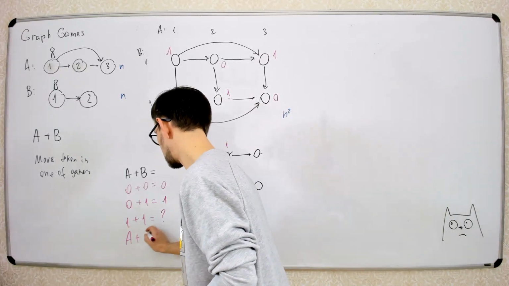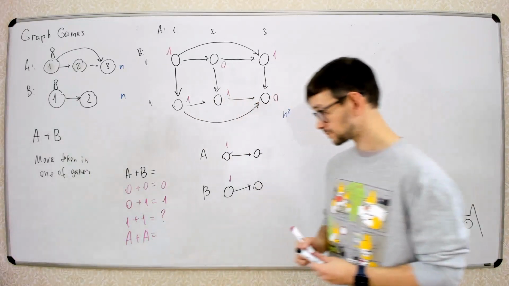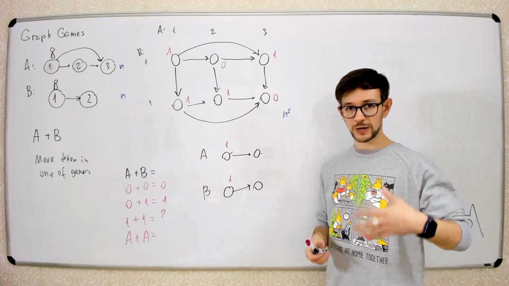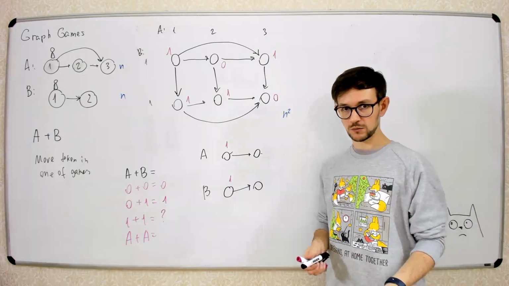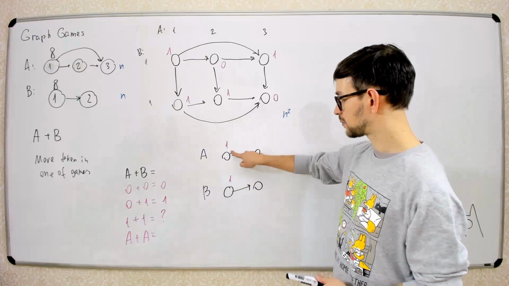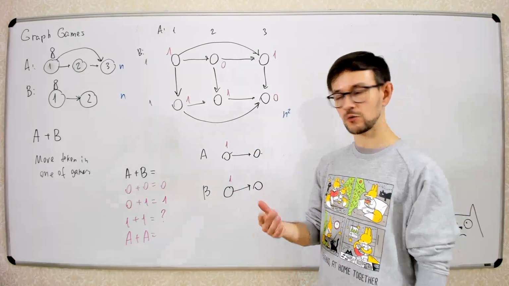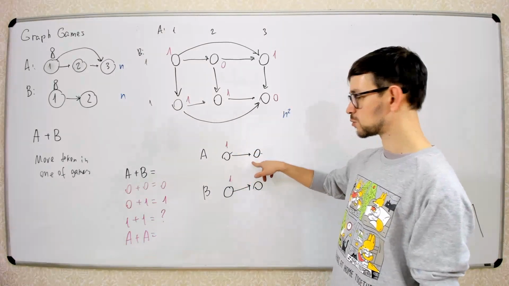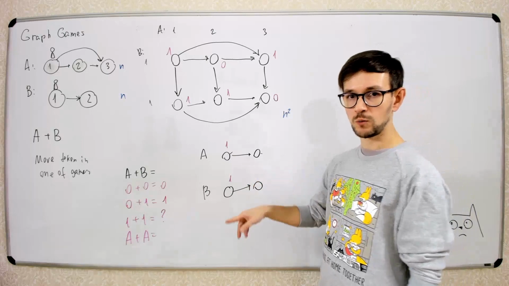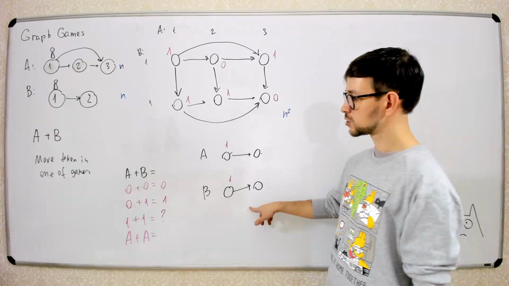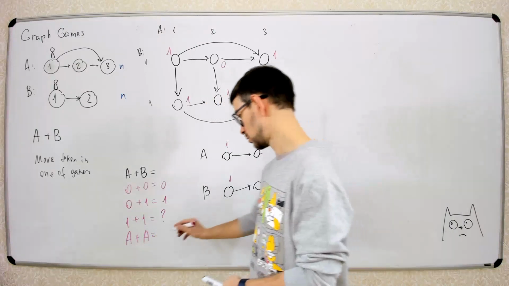If you have two equal games, then the sum of two equal games will always be a losing game, because the second player can use the symmetrical strategy. So you make a move in one of the games, and your opponent will make the same move in another game. So the sum of two equal games is always a losing game.